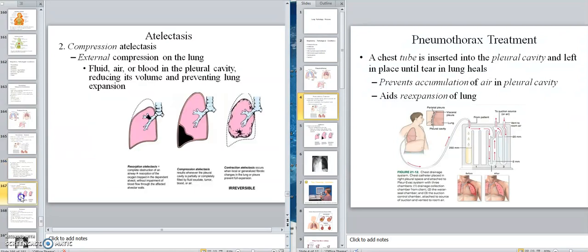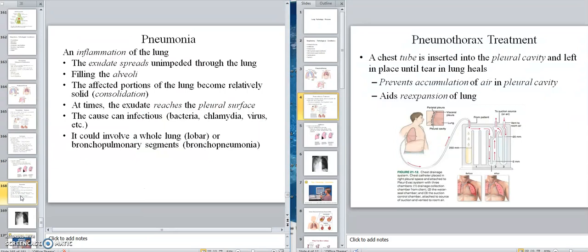Okay, that's one reason. Another reason, compression, which should be like the pneumothorax type of thing. So there are several reasons for it. But anyway, a collapse of a lung. So when you hear the word atelectasis, that basically means collapse of the lung. Okay. All right, let's go to another condition, pneumonia.